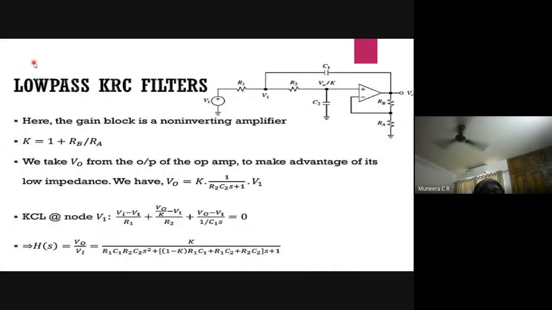Low pass KRC filter. As I said in the last class, the Butterworth filter is realized by using the Sallen-Key configuration, or the KRC filter. KRC filter means K for the gain of the amplifier, and R and C for the resistance and capacitance used. Usually for the low pass filter we ground this capacitor, and the feedback element is also a capacitor. K is given by the non-inverting amplifier configuration, again 1 plus RB by RI. So we derived V0 by VI, H of S.